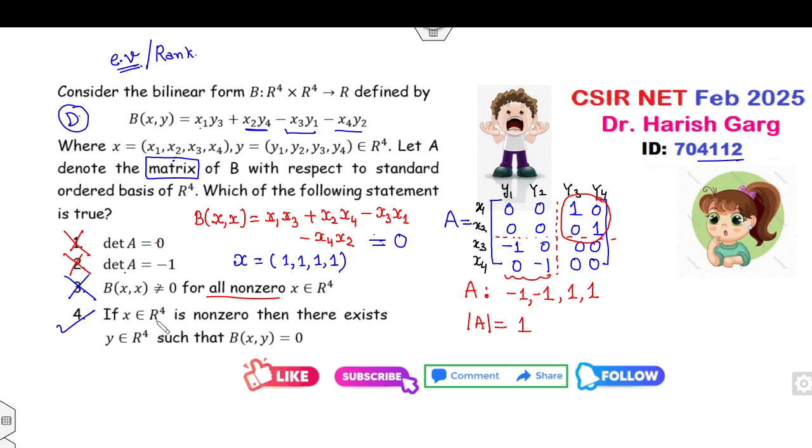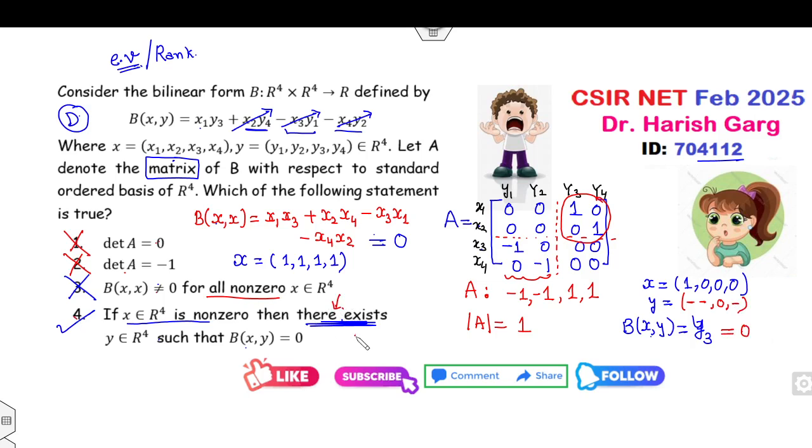But how? You can see for every x which is non-zero, I can choose any of the x which is non-zero. Let's say 1, 0, 0, 0. There exists a y such that B of x comma y will be 0. So can you choose the value of the y? So you can see what is the B of x comma y. x2 will be 0, x3 will be 0, x4 will be 0. So x1 is 1, that is y3. So can you find the value of the y? Yes, you can choose any number. The y3 component must be 0. So then it will be 0. So yes, there exists. So the right answer of the problem is D.